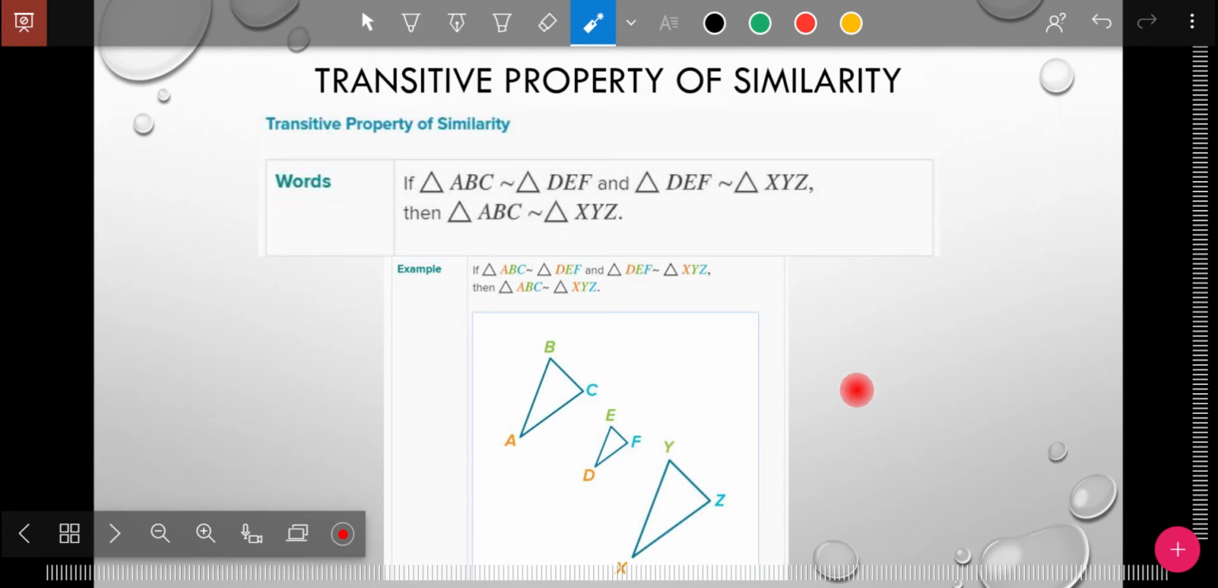And transitive property hasn't changed, except for now, instead of being exactly the same, they're just similar. And so now ABC is similar to DF, so those two are similar. And XYZ is similar to DF. So even though you're not comparing these two, you compared them both to DF. Because they're both similar to DF, they are similar to each other.